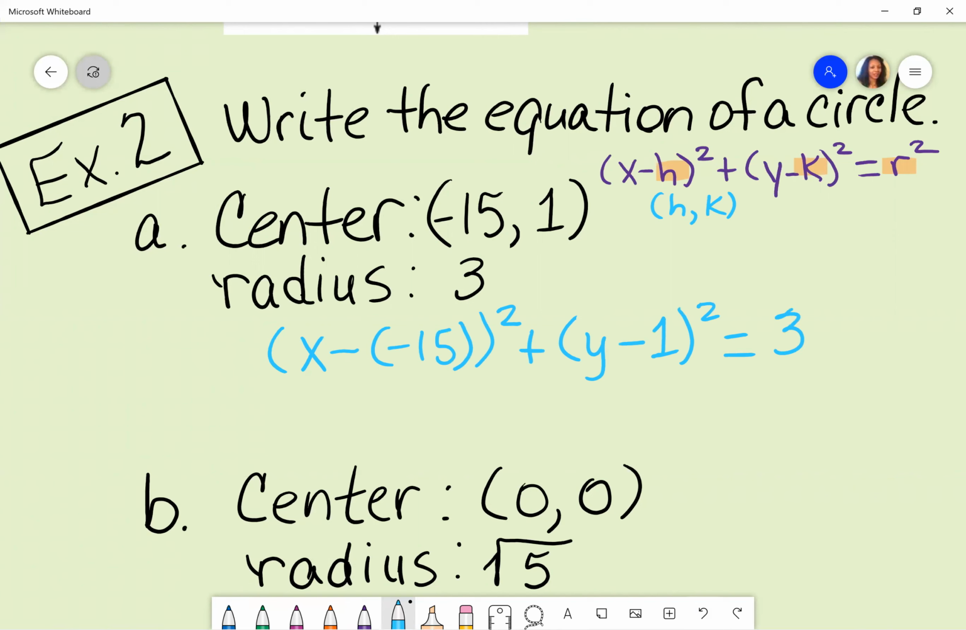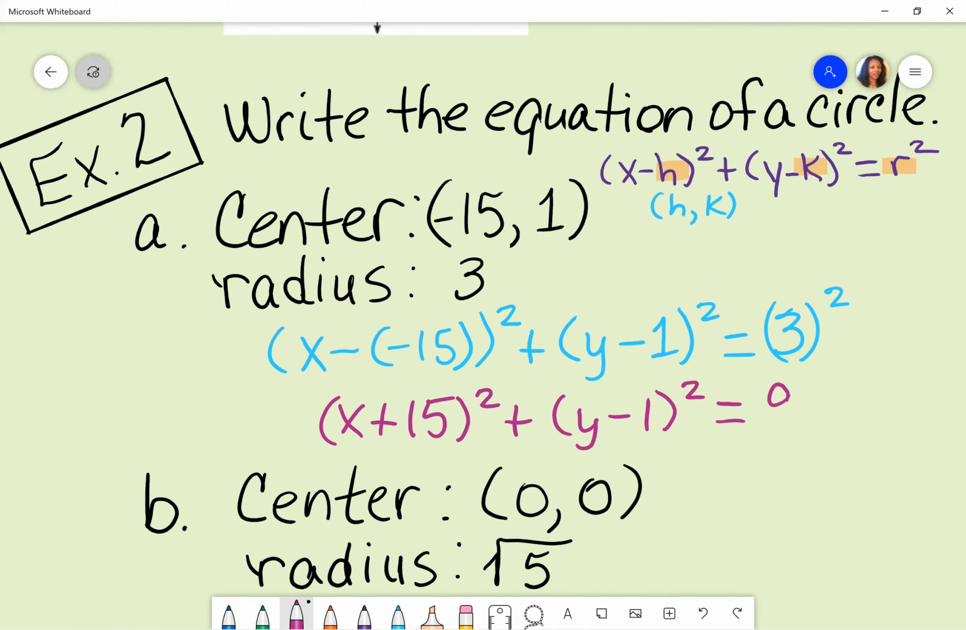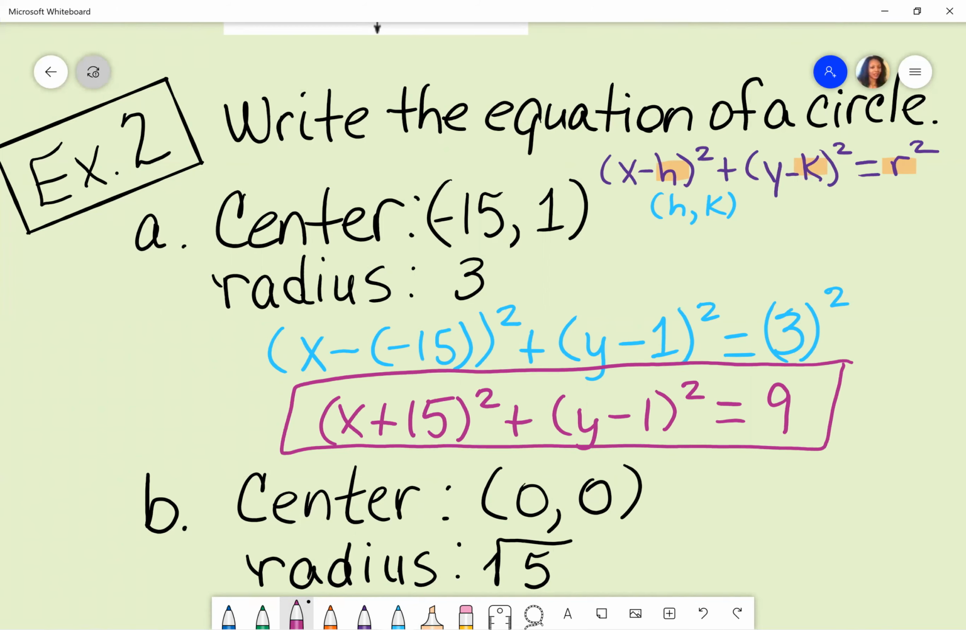Well, that 3 has to be squared according to our equation of a circle. So now if I simplify this, my final answer will be (x + 15)² + (y − 1)² = 9. You cannot leave it in this form. You have to simplify it. So again, this is what your equation of a circle will look like based off of the given information.